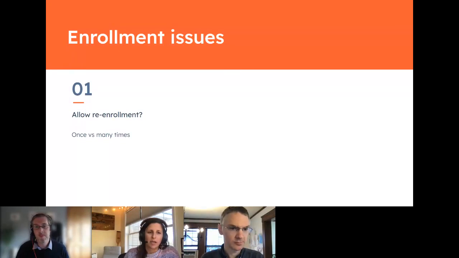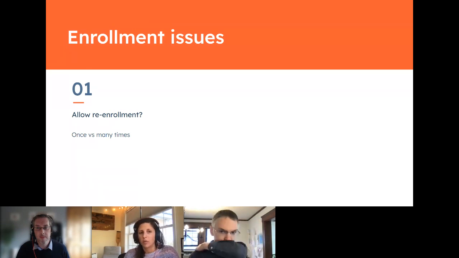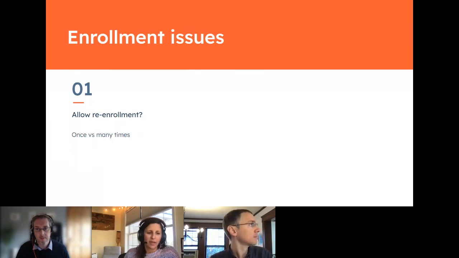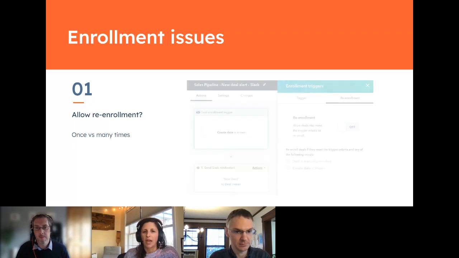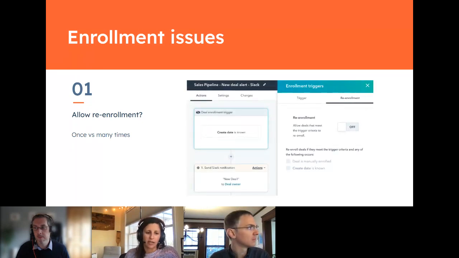Re-enrollment is the concept of whether or not an automated process that you've created is relevant only one time, or if it could be relevant for the same record on multiple occasions. For example, say you're sending a Slack notification to your team every time a new deal is created. You don't expect to get more than one notification per deal because it can only be created once. So re-enrollment is not applicable for this use case.